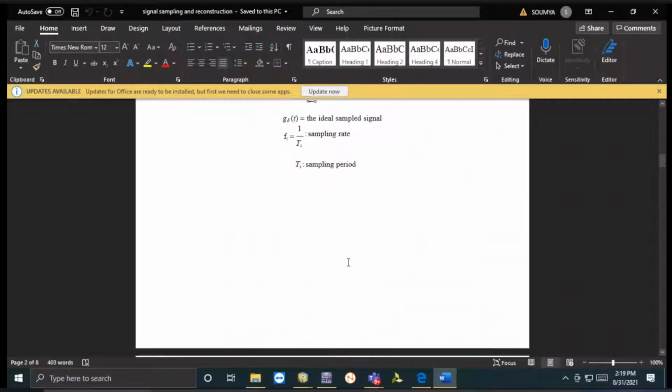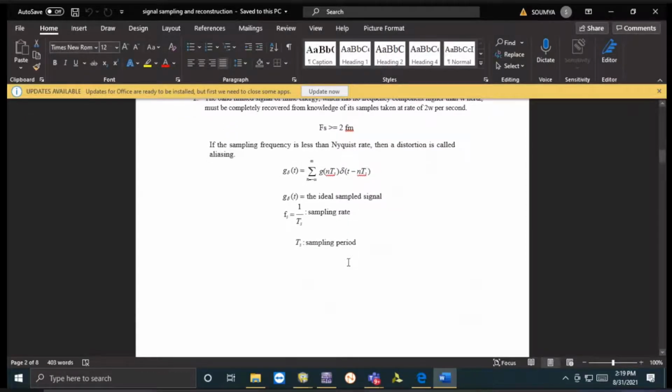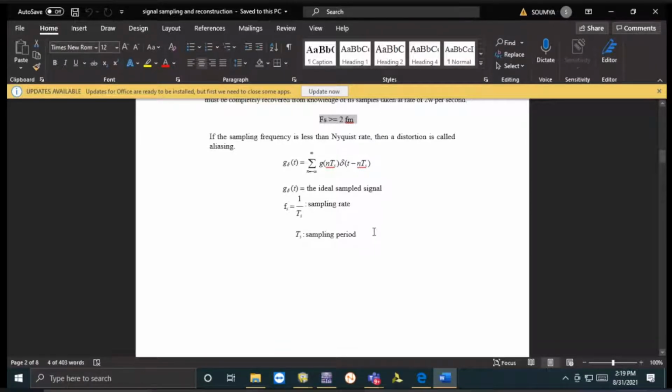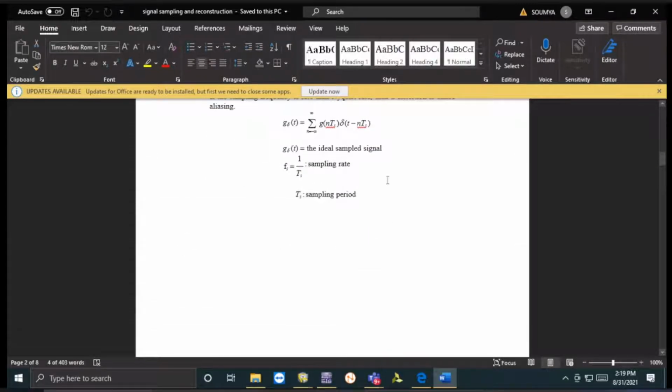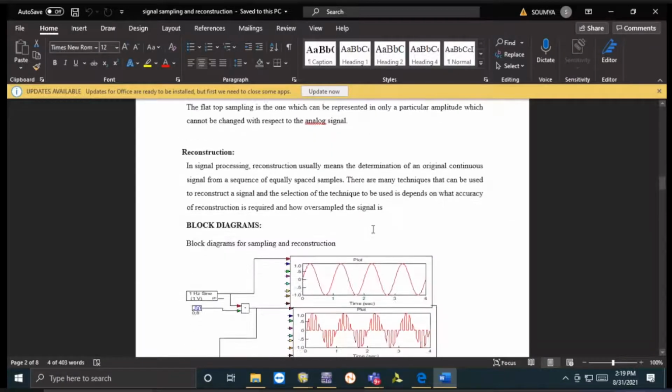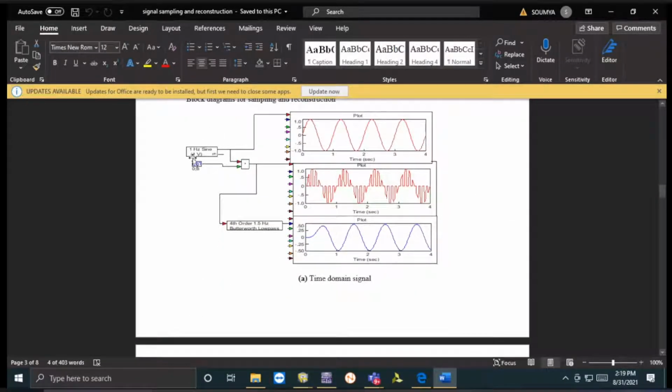We will basically follow the structure. This is the condition, right? The sampling frequency should be greater than or equal to 2 times of the Fm, the maximum frequency, and you can see this relationship. So you have to take the signal and multiply it with the train of impulse.